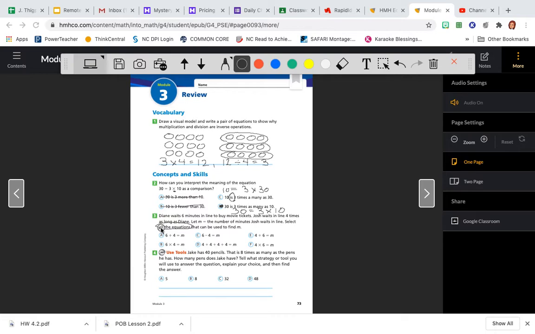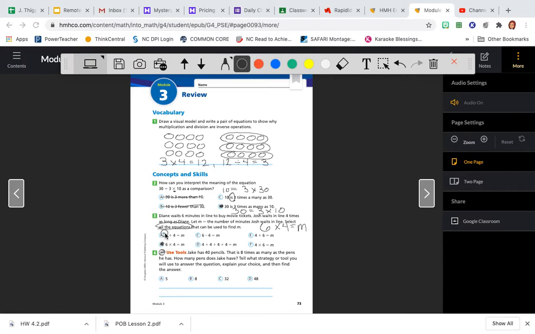So let's look at the problem again. Diane waits 6 minutes in line to buy a movie ticket. Josh waits in line 4 times as long. And then M is the number of minutes that Josh stood in line. So we don't know M, that's our unknown number. So looking at that, I know that B would be the correct answer. But remember it says all the equations, so there's more.